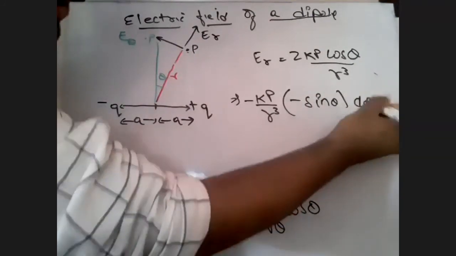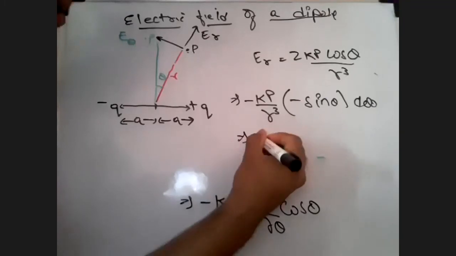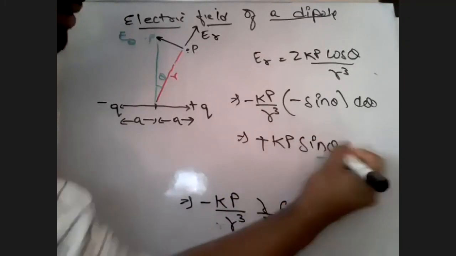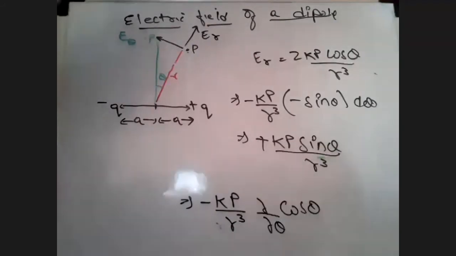Okay, d theta. So anyways, I'm going to get plus Kp sin theta upon r cube plus Kp sin theta upon r cube, and this is going to be what? This is going to be the electric field intensity in the tangential component, E theta.